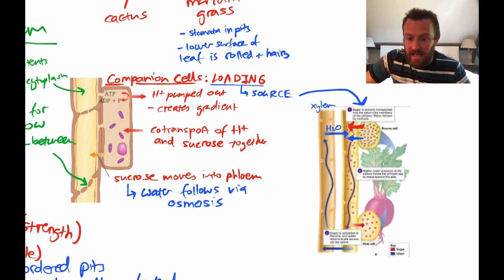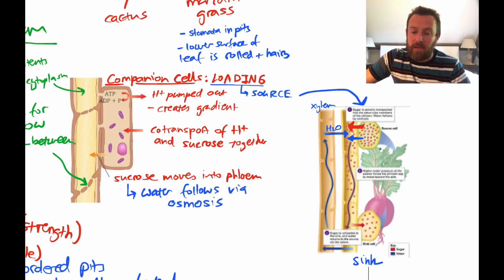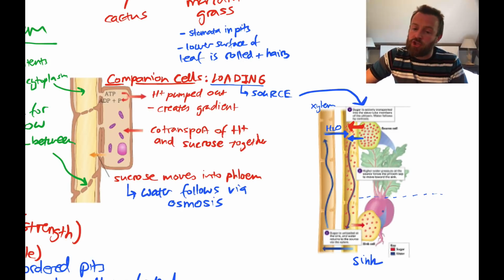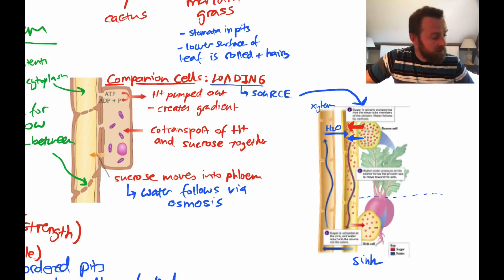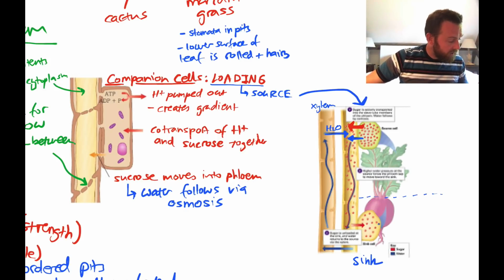Okay, this down here is the sink. In this diagram here, we've got a beetroot. A beetroot has leaves, that's where the photosynthesis happens, and the beetroot is underground. So the soil is kind of here. The beetroot is buried, and it's where the beetroot stores its sugar for the winter, for example. So in the sink, we have active unloading.